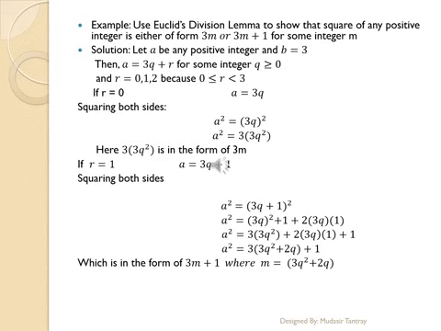That is equal to 3 into 3q square plus 2 into 3q into 1 plus 1. Now take a common 3 here. It becomes 3 into (3q square plus 2q) plus 1, which is in the form of 3m plus 1, where m is equal to 3q square plus 2q.